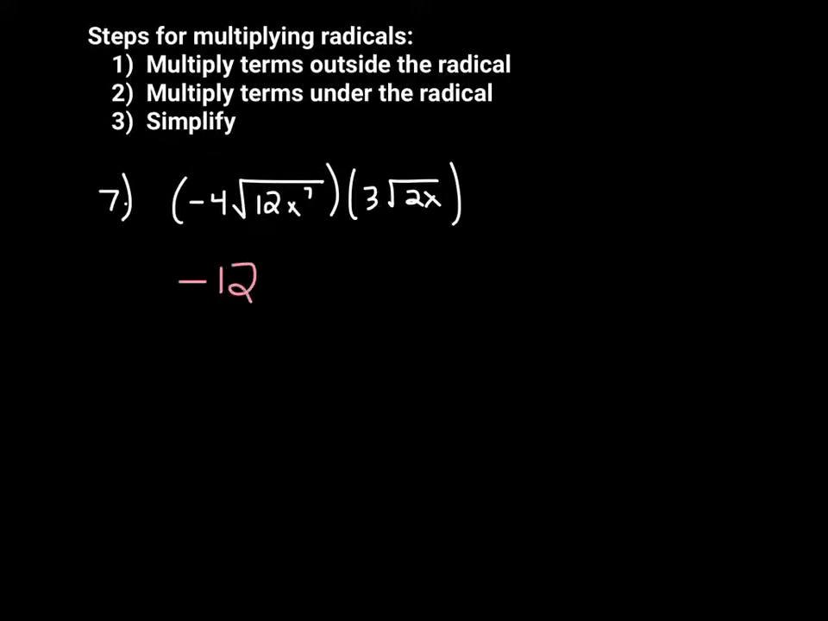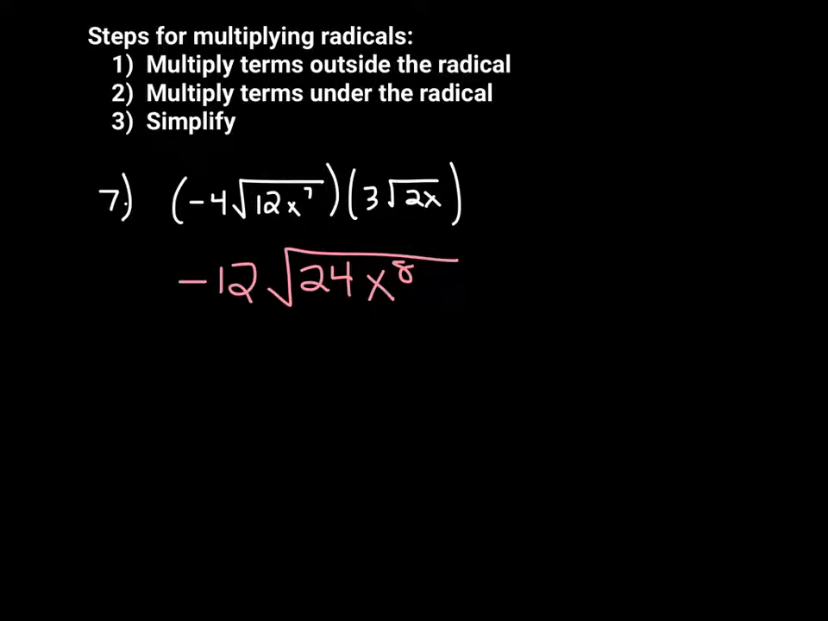Okay, step 2 says to multiply the terms under the radical. So I'm going to take the 12x to the 7th and multiply it by 2x. And when I multiply them up, I'm going to put them under a radical. All right, so 12 times 2 is 24. And x to the 7th times x to the 1st, just add the exponents, would be x to the 8th. All right, and then step 3 is to simplify.